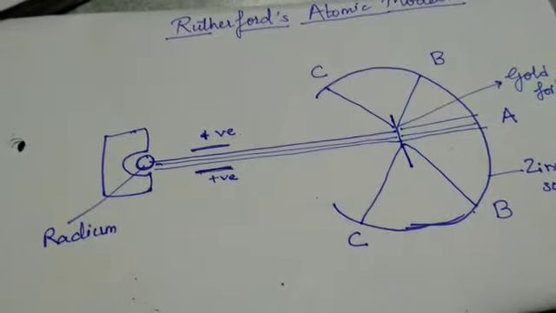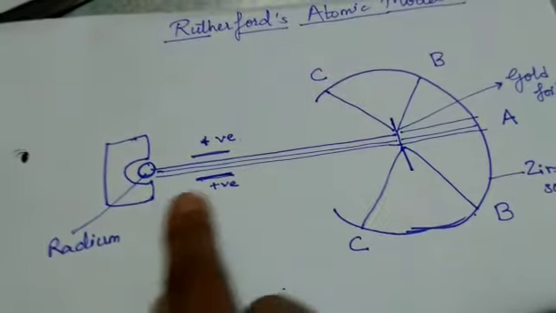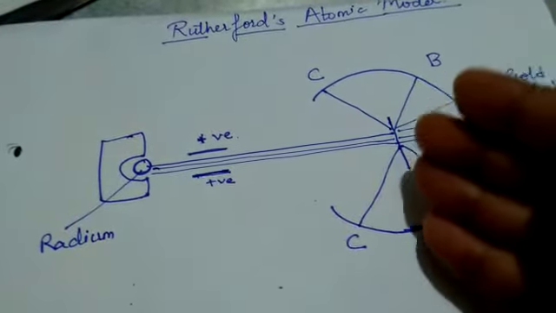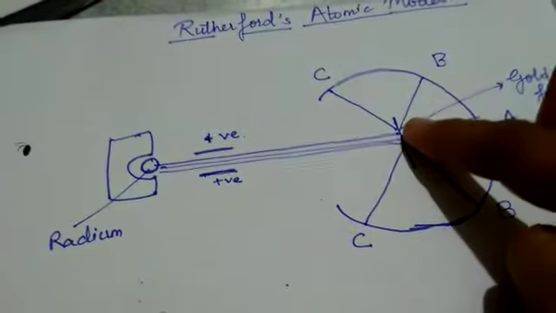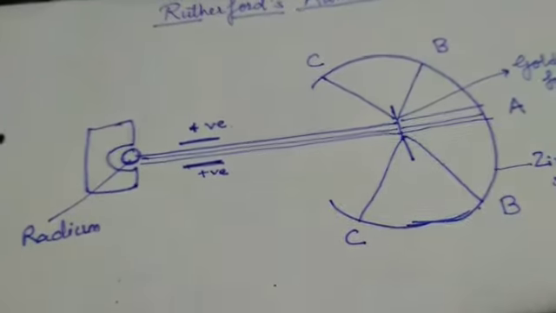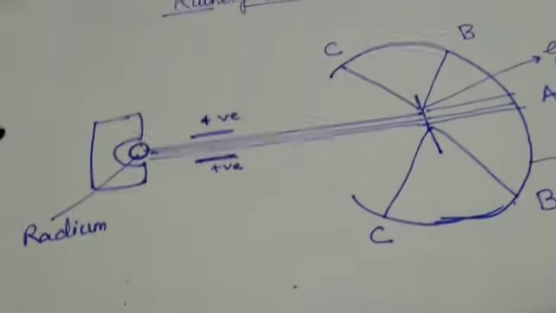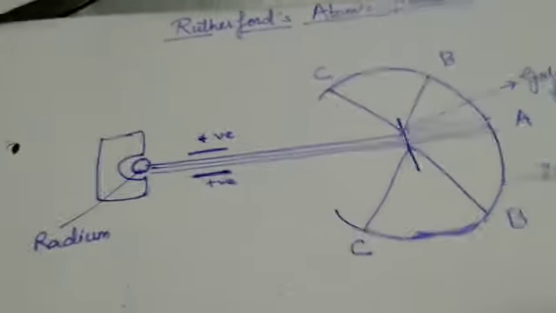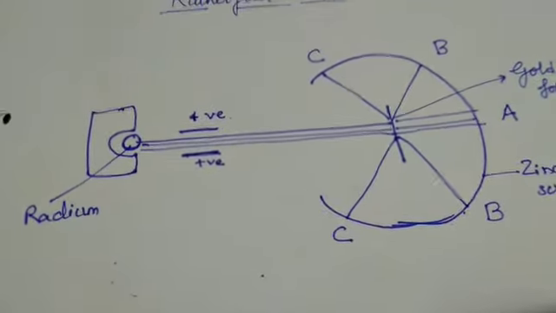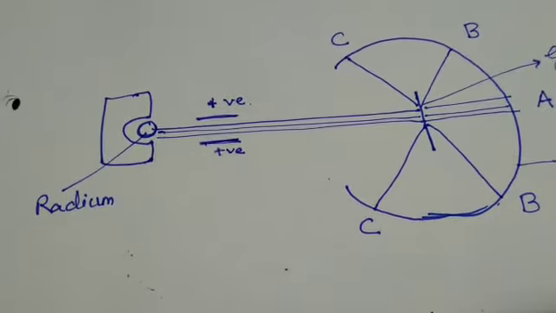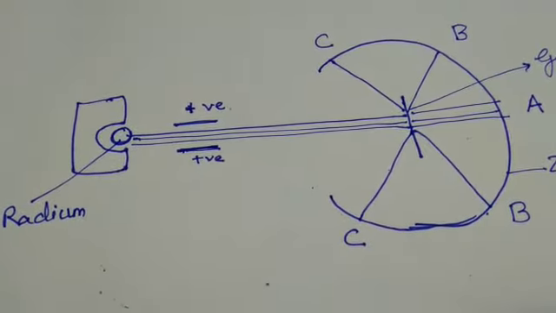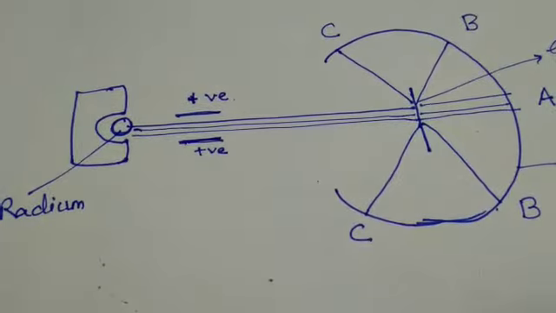Why should they all pass straight? Because all the particles moving from the radium towards the gold foil will experience the same repulsion by the evenly spread positive charge on the gold foil. To produce the positively charged particles, which were named alpha particles, he used radium. Radium is a radioactive substance. By itself in nature, it disintegrates into alpha particles, that is the nucleus of helium, which has two positive charges because it contains two protons.